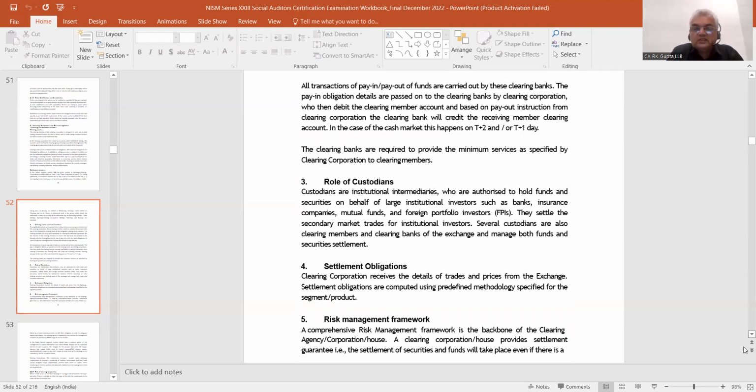Next is the settlement obligation. The clearing corporation receives the details of the trades and prices from the exchange. Settlement obligations are computed using a predefined methodology specified for the segment or product.